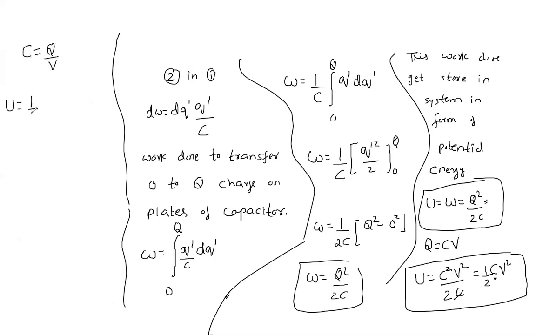So your energy comes out to be half Q by V into V square. Square will cancel this V. Your energy will come out to be half QV. So this is how we calculate potential energy of capacitors, half QV. You should remember these three formulas: Q square by 2C, half CV square, or half QV. All three for potential. So can I erase it? So I'm erasing it.